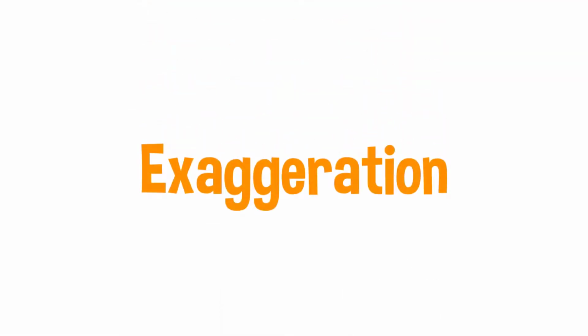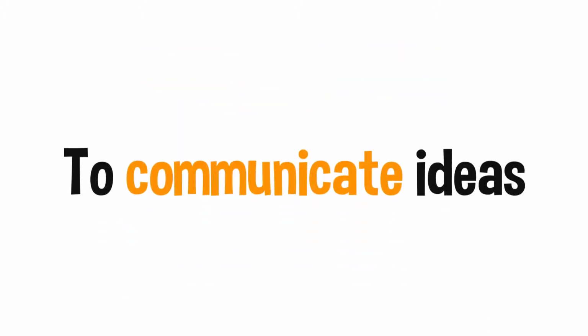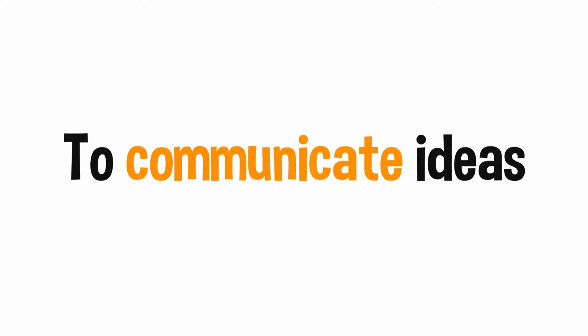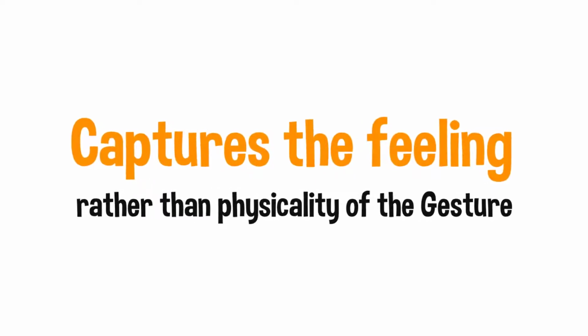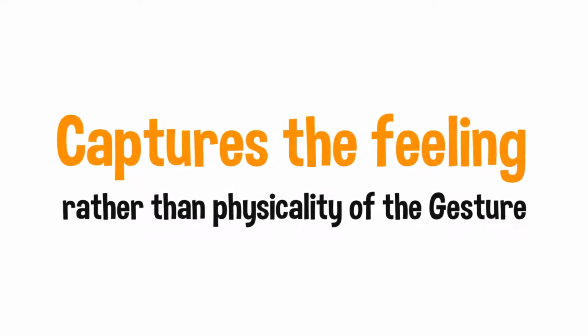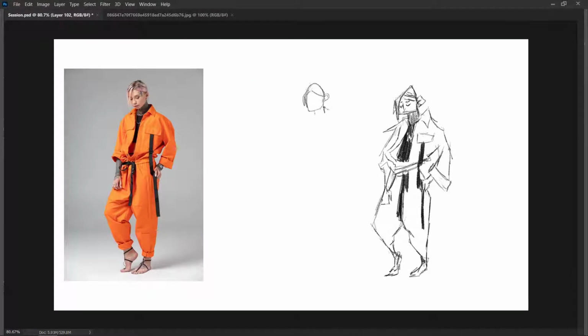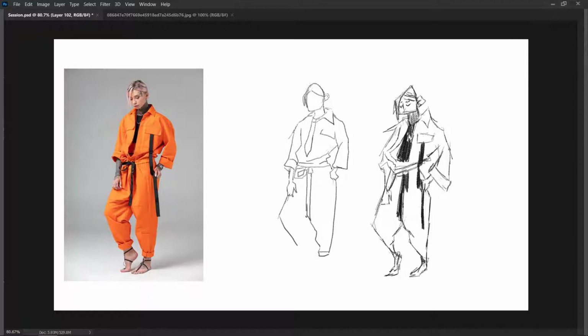Now, we're going to talk about exaggeration. So what is exaggeration? We use exaggeration in drawings to communicate ideas, pushing or pulling the subject to its limit. It captures the feeling of what you see in the pose rather than the physicality. If you already understand human anatomy, you will also definitely understand what you can push from the subject. But if not, no pressure. I will show you some examples to see the exaggeration.